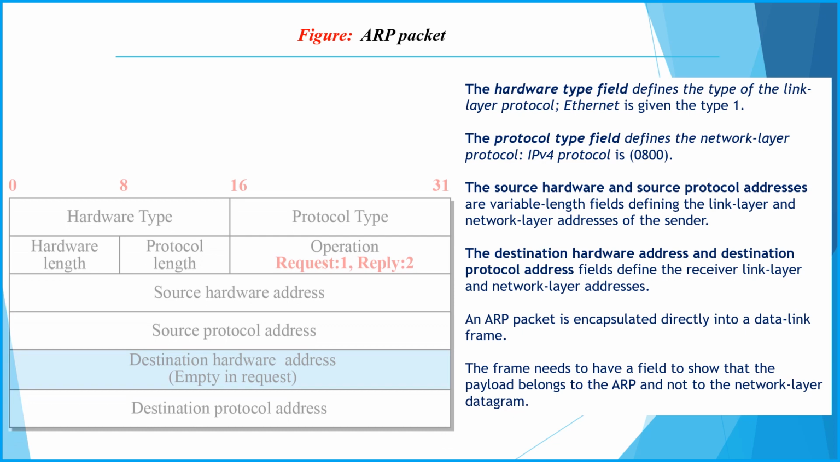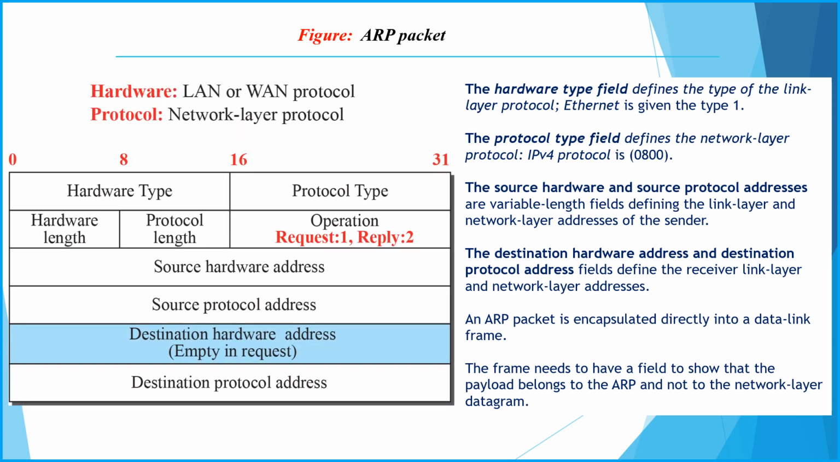Next, we will see about the ARP packet. The ARP packet is a 32-bit packet which consists of hardware type, protocol type, and so on. As the name implies, the hardware type field defines the type of the link layer protocol. For Ethernet, the type is given as 1. Next field is the protocol type field, which defines the network layer protocol. Next, the source hardware and source protocol addresses are variable length fields defining the link layer and network layer addresses of the sender. The destination hardware and destination protocol address fields define the receiver's link layer and network layer addresses.